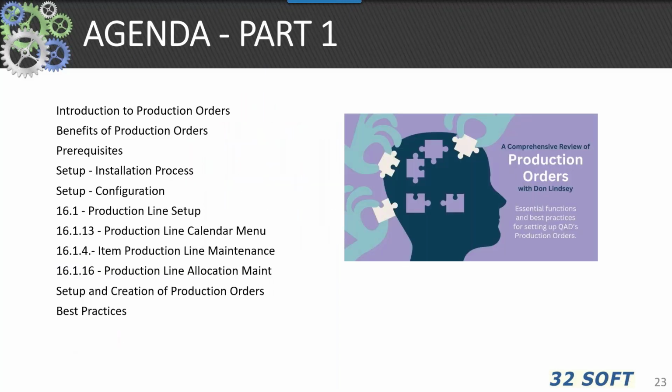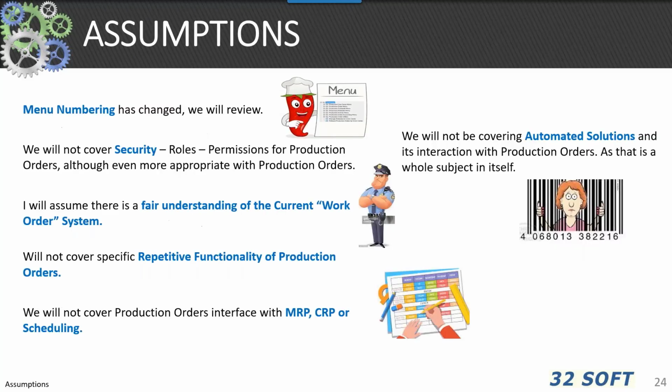So this first section, we're going to talk about production orders. We'll look at production line setup. We'll talk about calendars and production order creation and control.